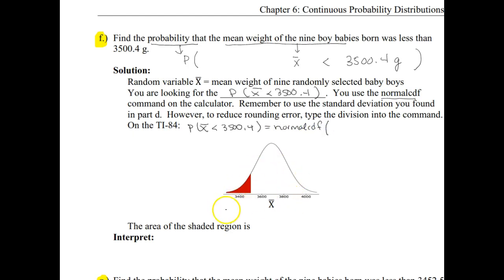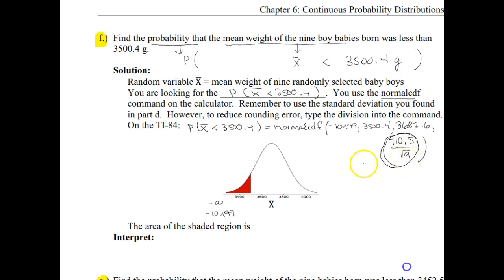Okay. Again, from our graph here, remember normal curves start out here at negative infinity, which we're going to use negative 10 to the 99 for that endpoint, up to 3,500.4. And then we need the mean of the distribution, which was 3687.6. And then for the standard deviation, we're going to put in there 410.5 divided by the square root of 9. Again, this is the step that is changed from section 6.3, and we're going to type that radical right in that input piece on the calculator.